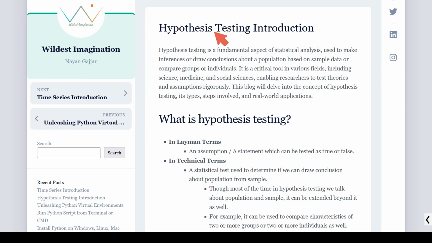Hello everyone. In this session, we are going to discuss hypothesis. First, let's see the definition of hypothesis.